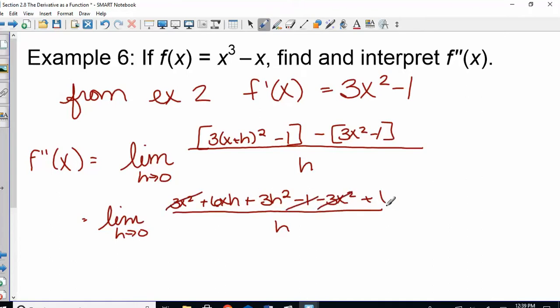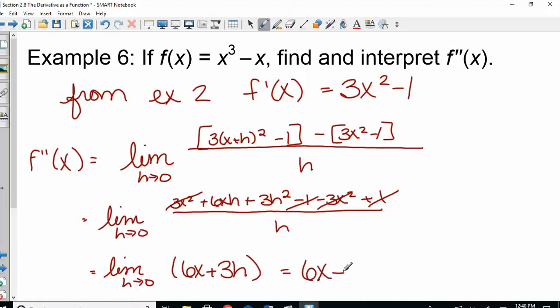So then the 3x squareds cancel, the 1's cancel. If I reduce an h out of everything, I get 6x plus 3h, and we get 6x for the final answer. If I asked for the third derivative, what do you think I'd do? Do it again. Yeah, the limit as h approaches 0 using my 6x.